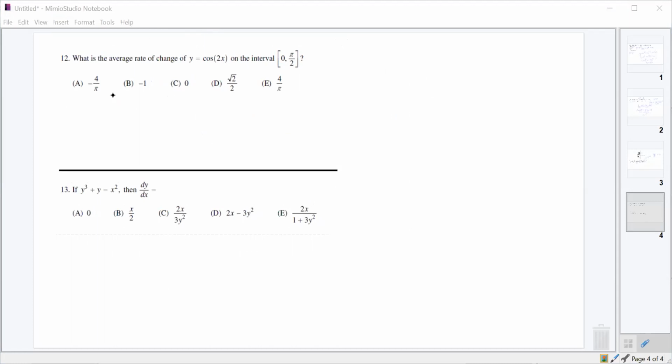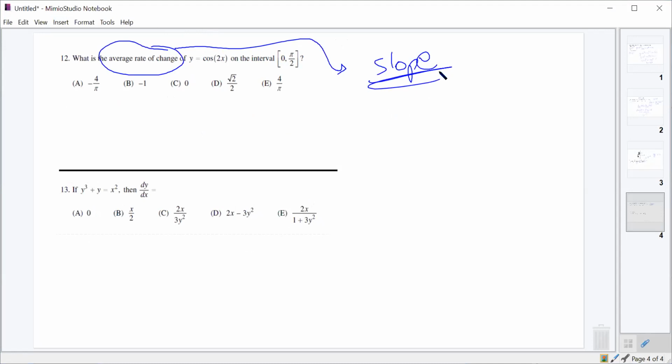So for number 12, we're looking for the average rate of change. This is important: not the average value, but average rate of change, which is just the slope. So this one's not even a calculus question. They just put that in there to make sure you're reading and know what average rate of change means. Average rate of change is just the slope of this function on the interval 0 to pi over 2.